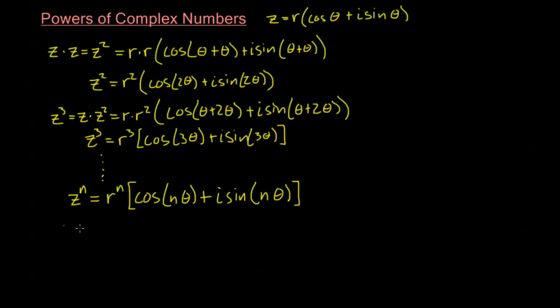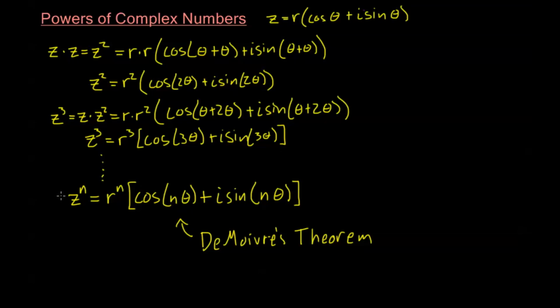And this is our formula now for taking an arbitrary power of a complex number, and this result here is called DeMoivre's theorem. And this is what we call DeMoivre's theorem. And let's see how we would do this in practice.